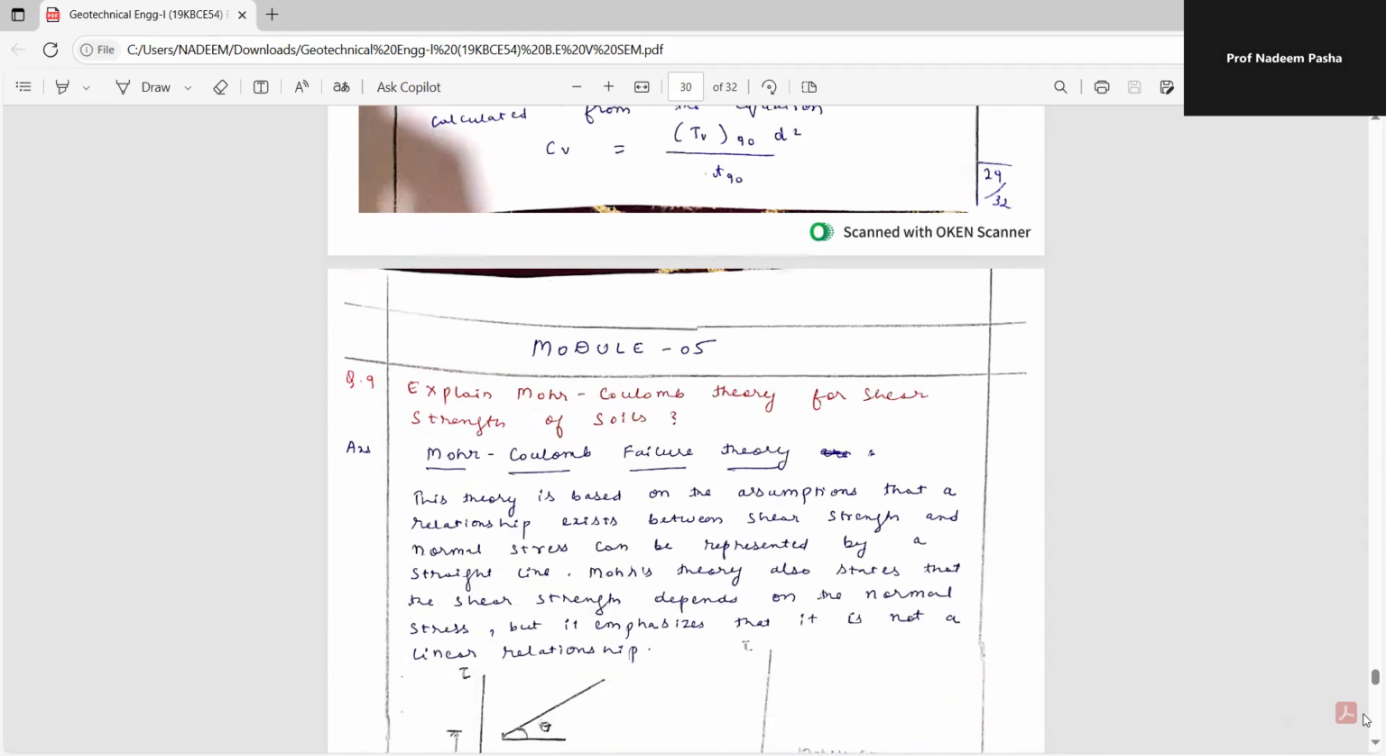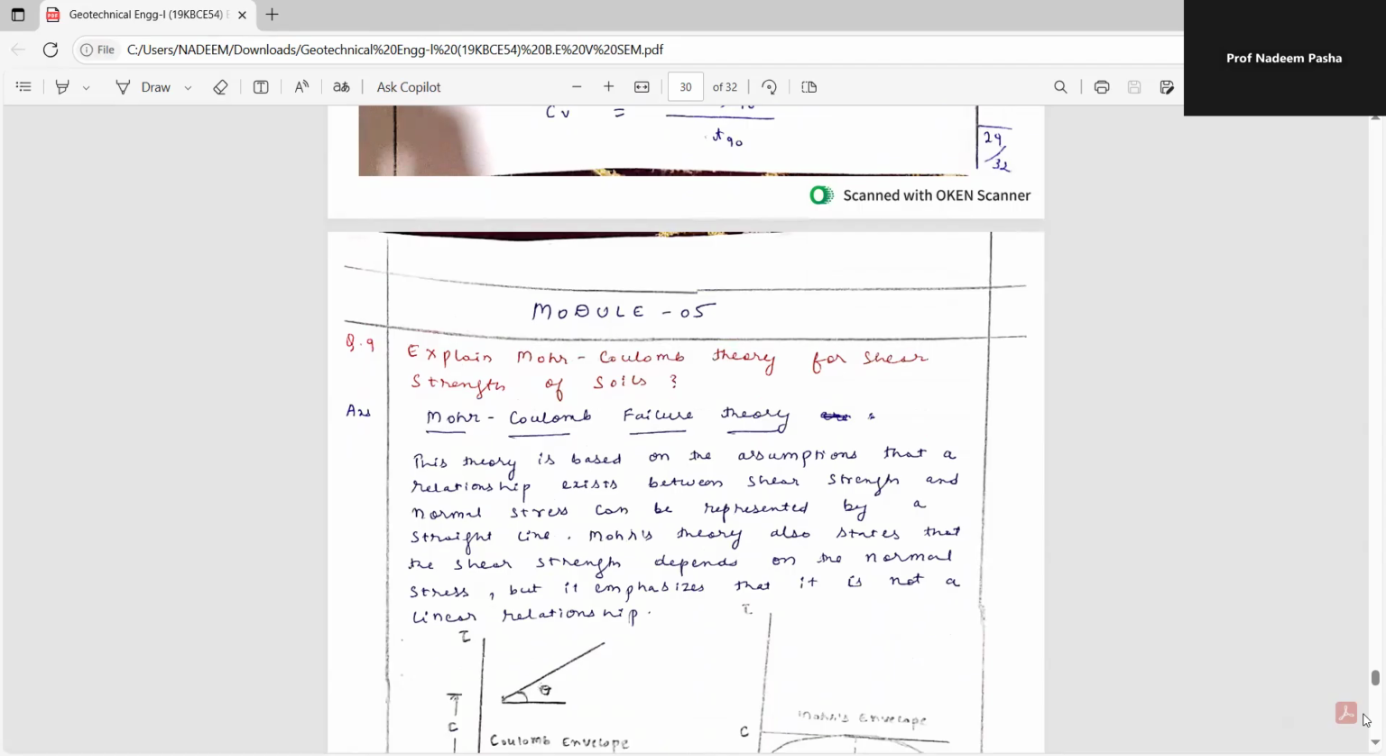So now we will understand what you mean by Mohr-Coulomb theory for shear strength of soil. Coulomb failure theory is based on the assumption that a relationship exists between shear strength and normal stress, and can be represented by a straight line. Mohr's theory also states that the shear strength depends on the normal stress, but it emphasizes that it is not a linear relationship.